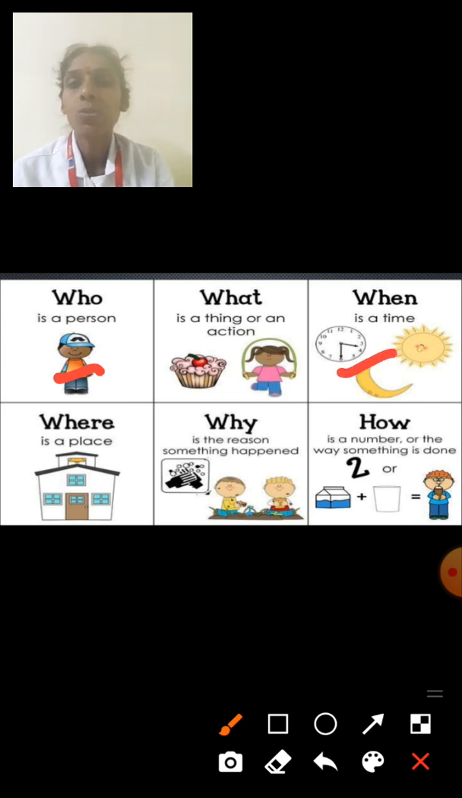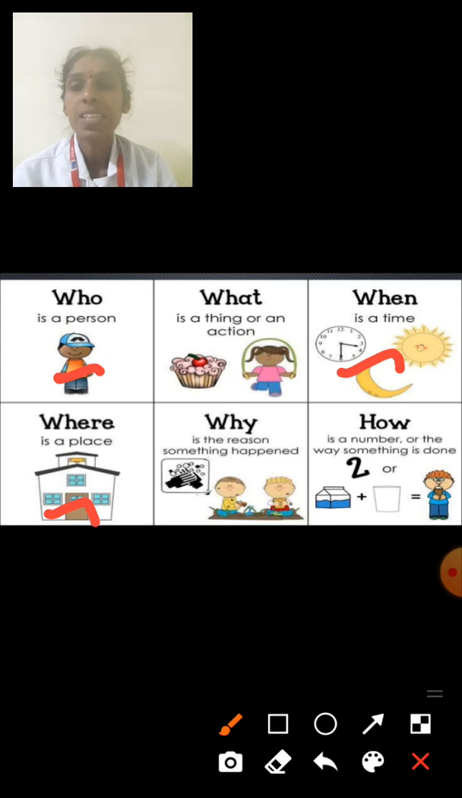When is used for time. For example, when did you come? When shall we go? If you want to ask about time, we should use the question word when. Where is used for a place. Where are you from? Where did you live? Like that you can ask with a WH question. Where is used to ask about a place.